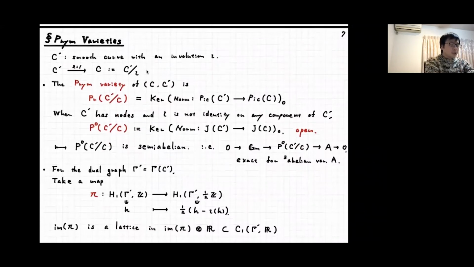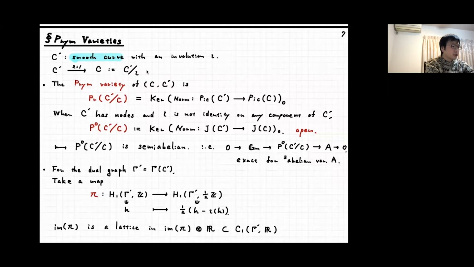Okay, in this next section, I want to introduce the Prym variety and the theory of the degeneration of the Prym varieties very briefly. So for this, firstly, let's consider the case of the smooth curve C prime with an involution tau.